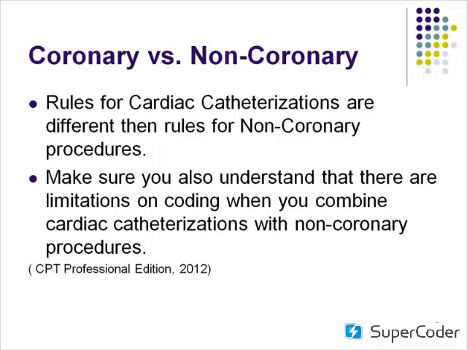So slide 2 talks about coronary versus non-coronary. So rules for cardiac cath are different than non-coronary. So make sure you know that there's some limitations also when you combine the services. So what I'm talking about with a limitation. Let's say, for example, you did a heart cath, left heart cath, 93458, plus you also did an injection, let's say abdominal aortogram, and you put the catheter at the level of the renals. Well, you can code for that image. If it's Medicare, it'd be a G code, G0275. If it's non-Medicare, it'd be a 70,000 code, 75625.